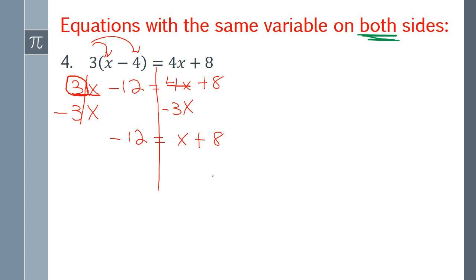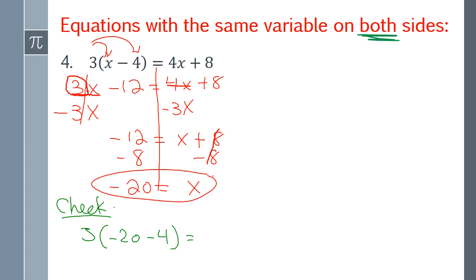Now this is a one-step equation. All I need to do is to have x by itself, and to do that, I need to subtract 8 from both sides. Now the 8 and negative 8 are going to cancel each other, which means I'm going to end up with negative 12 minus 8 equals negative 20.